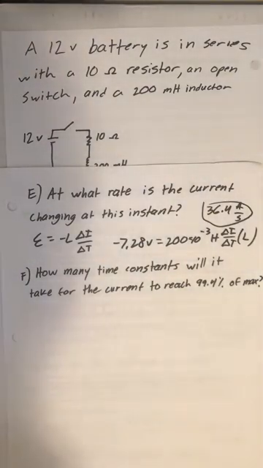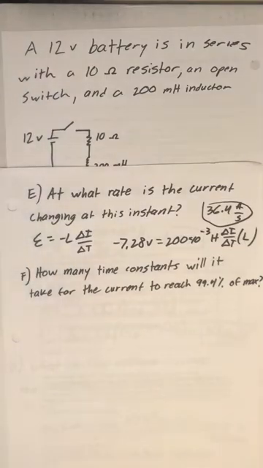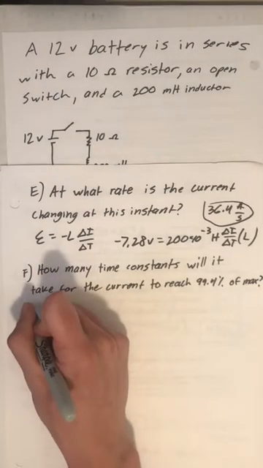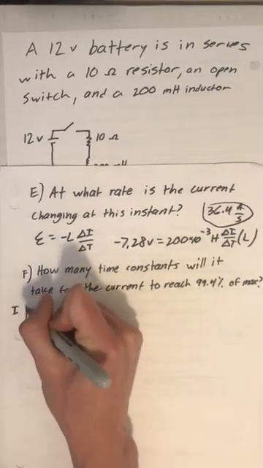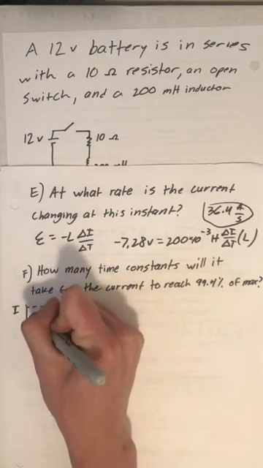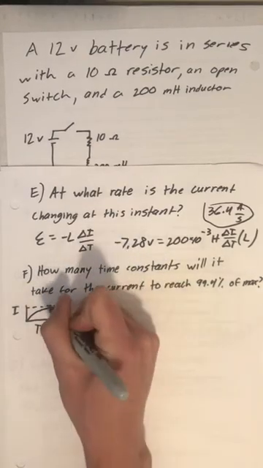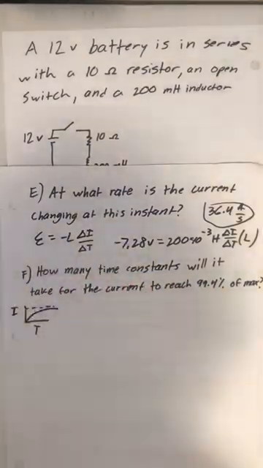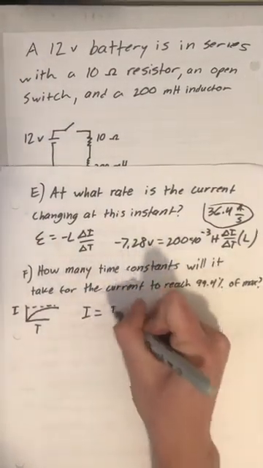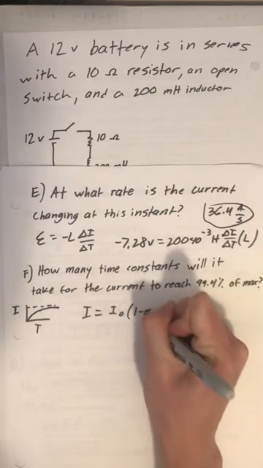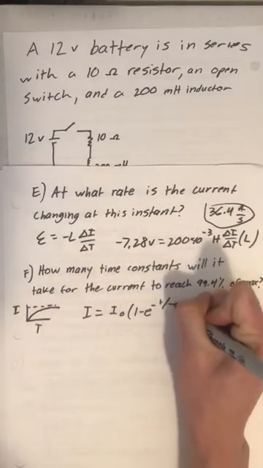And then for part F, how many time constants will it take for the current to reach 99.4% of its max? So again, we're going to be looking at this time versus current graph, where the current max is up here and it's going to take its time getting up there. We want to know when it's at 99% of that max current. So our initial equation we used before was I equals I naught times 1 minus e to the negative t over tau.